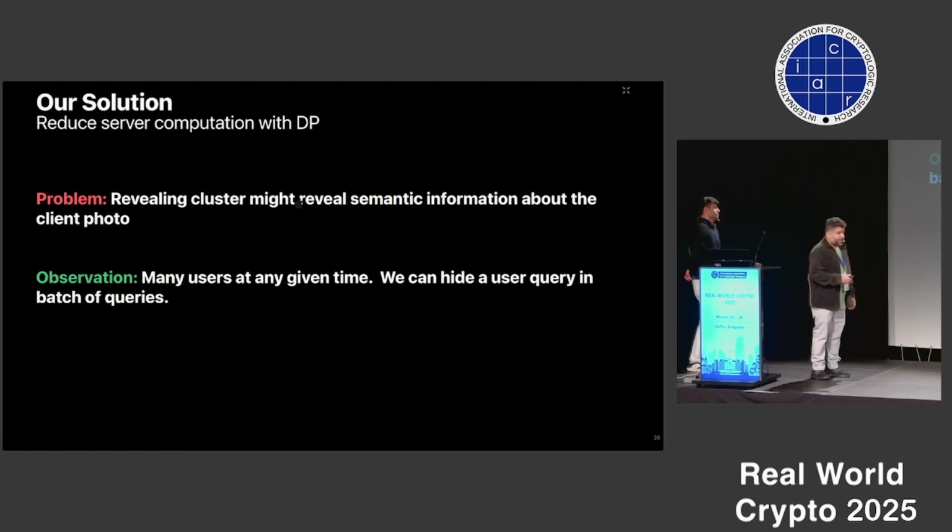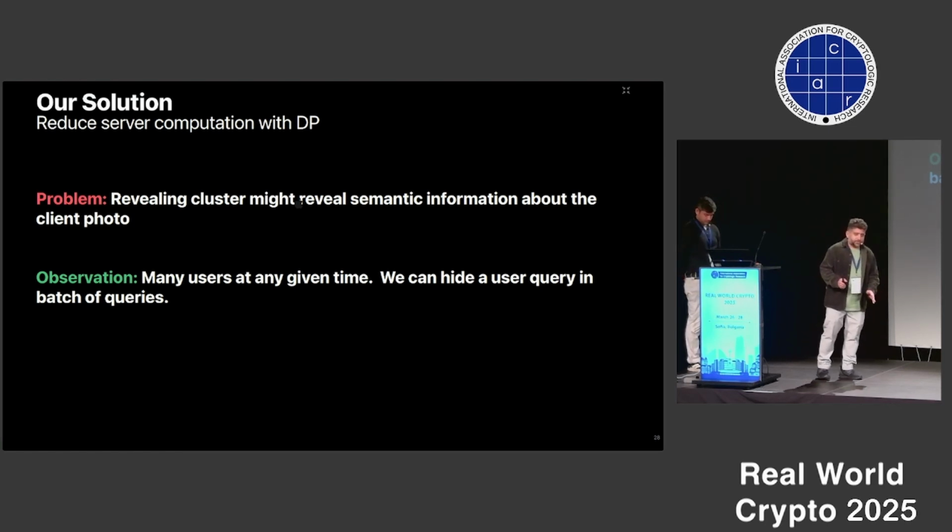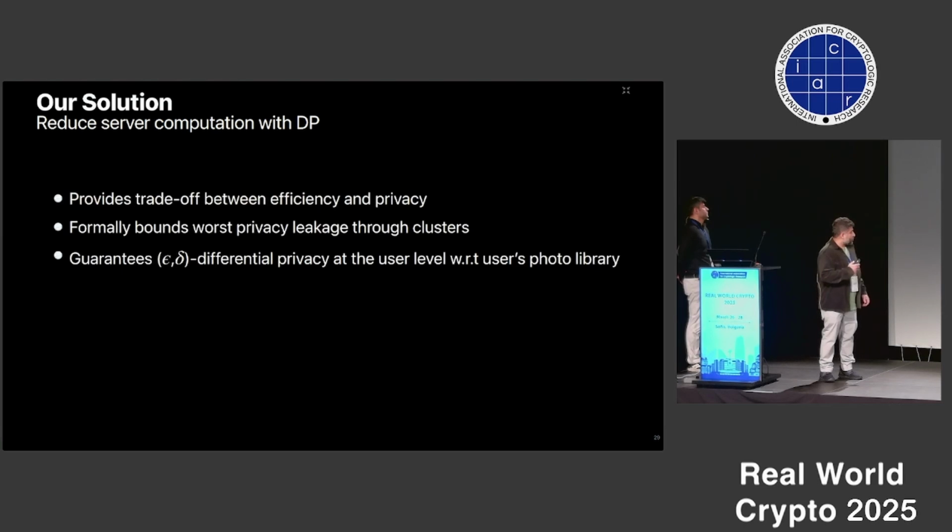We have this observation that in a large scale system, something like at the scale of Apple, there are many users making queries at the same time anyway. So we can try to hide the client's cluster, which is the query, into the batch of queries made by the other clients. In other words, we propose a scheme which trades off efficiency for privacy, which provides a worst case privacy leakage through clusters, and which guarantees epsilon-delta differential privacy at a user level with respect to the user's entire photo library.